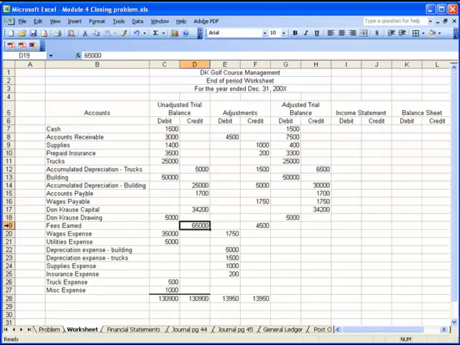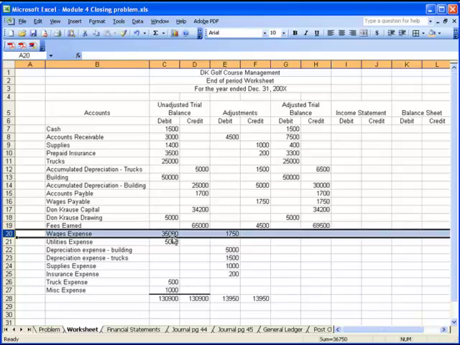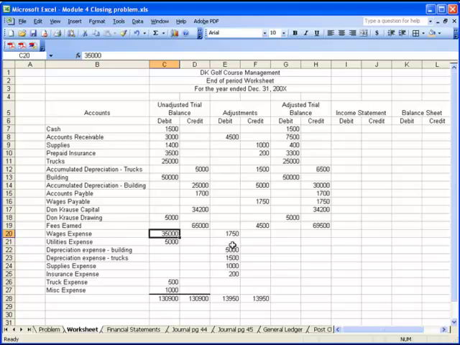Our fees earned, we did have an adjustment. We started with $65,000. We add another $4,500. That's going to give us $69,500 as a credit balance. Our wages expense, we had another entry here. We had a $35,000 debit, $1,750 debit. That means add. Our new balance is going to be $36,750 debit. Utilities expense, no entries, so it's the same.